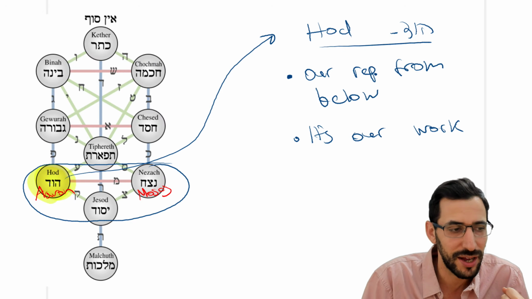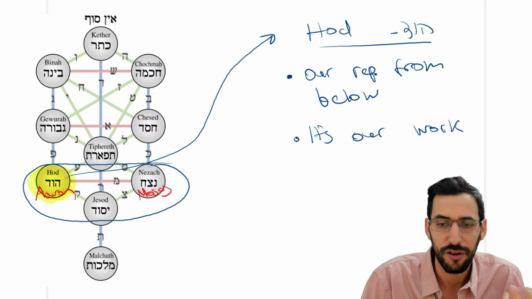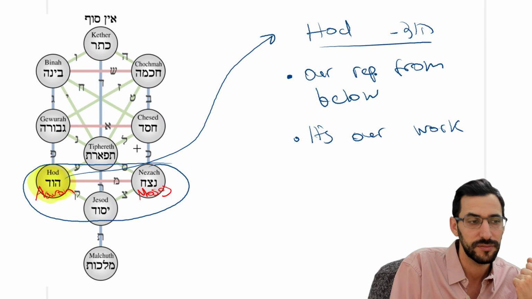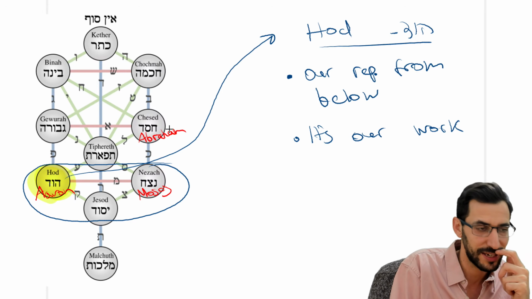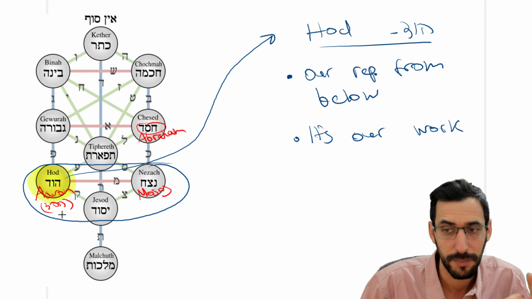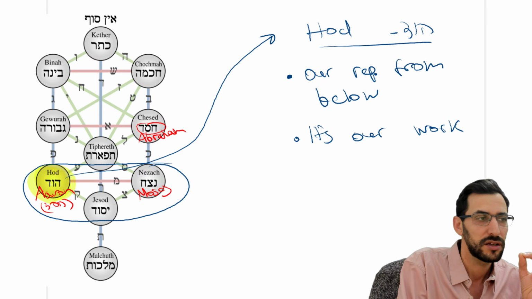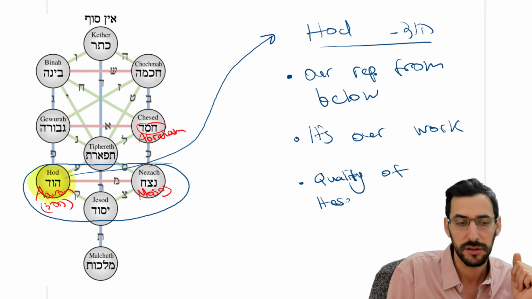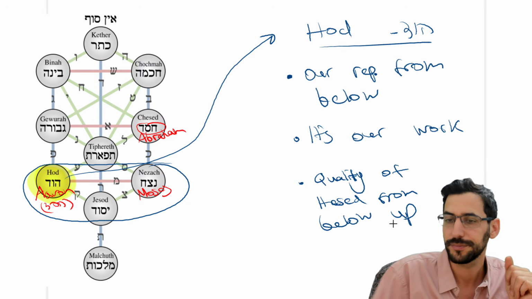So Avraham is the quality of Chesed that comes from the upper one, and Aaron is also the quality of Chesed. So we said Avraham is here, Abraham, and we also said it's Chesed. And Aaron is also a quality of Chesed, but it's a quality of Chesed that comes from below up. That's Hod. So it's the quality of Chesed from below up. Okay.